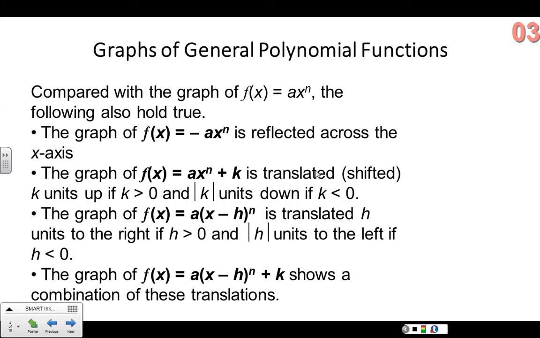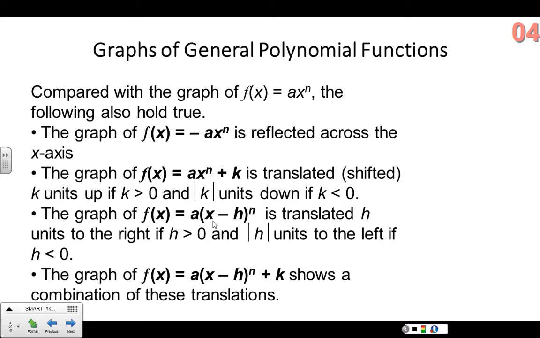Graphs of general polynomial functions. Compared with the graph of f of x equals ax to the n, the following always hold true. The graph of f of x equals negative ax to the n is reflected across the x-axis. We've already talked about that with the other basic curves. The graph of f of x equals a times x to the n plus k, you're going to move the function up. If it's minus, you would move the function down, shift it vertically, up or down.